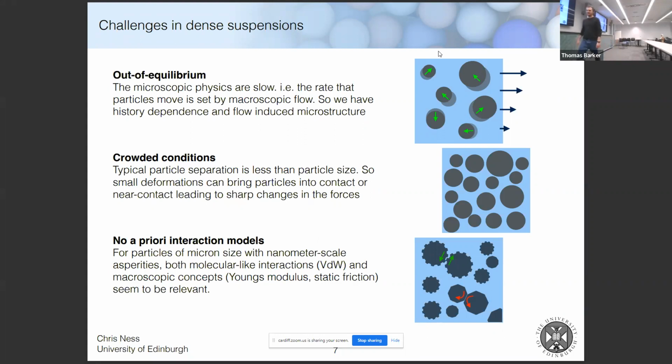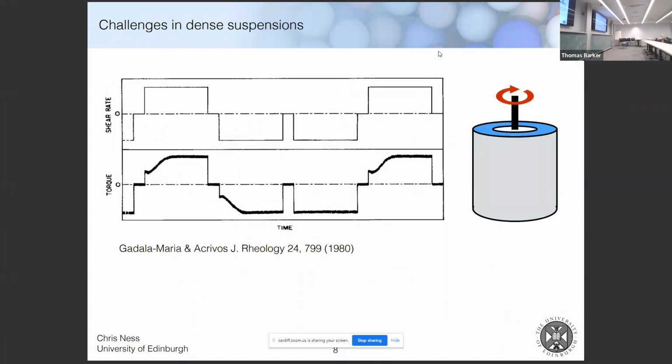So this list isn't exhaustive, but it's a few interesting sources of complexity. So I just wanted to show this famous experiment, which is still, I mean, it's 40 years old, but it's still, in some sense, not resolved from a kind of constitutive modeling point of view.